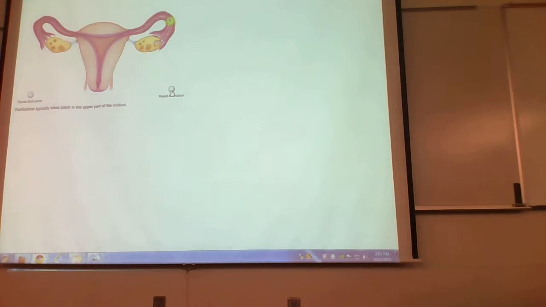Fertilization typically takes place in the upper part of the oviduct. Cleavage begins as the zygote moves through the oviduct toward the uterus. Continued mitotic divisions produce a ball of 16 to 32 cells, called a morula. By the fifth day, a blastula has formed, with a surface layer of cells surrounding a fluid-filled blastocele and an inner cell mass. Okay, so you go back just a tad.